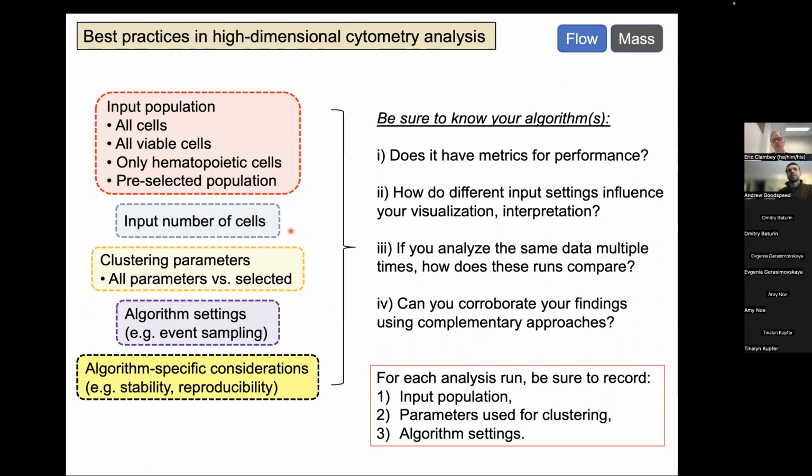The results are also influenced by the number of cells in your input. And if you're clustering, are you clustering on all parameters or only on some? You need to be aware of the algorithm settings, and also just be aware of stability and reproducibility. Whenever we use these algorithms, we keep records of the input population, the parameters used for clustering, and the algorithm settings.